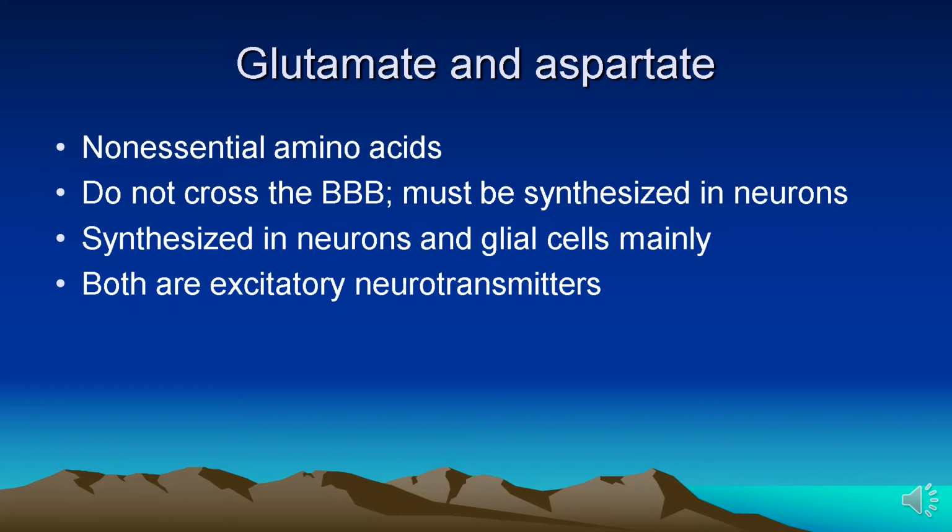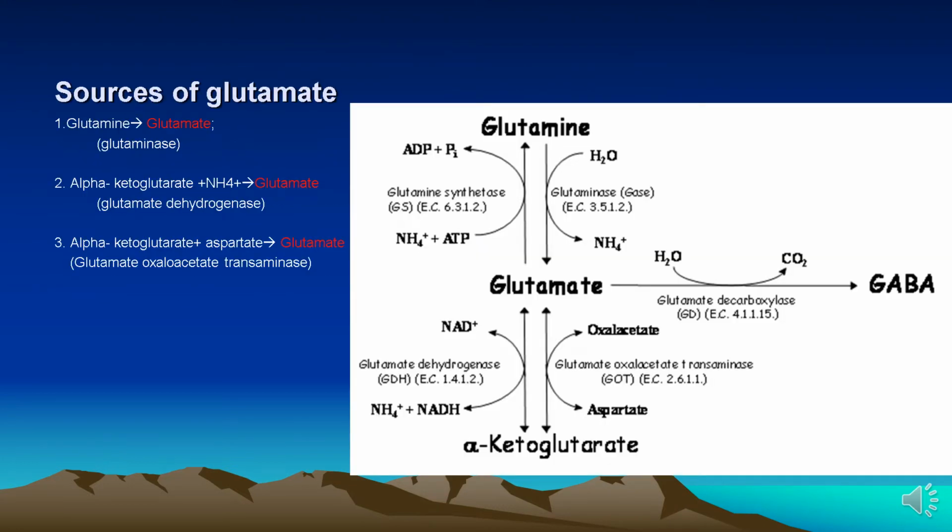Now glutamate and aspartate are non-essential amino acids. They do not cross the blood-brain barrier. They must be synthesized in the neurons, and they are synthesized in both neurons and glial cells. This is also to emphasize the sources of glutamate: from glutamine by glutaminase, which will deaminate glutamine to glutamate.